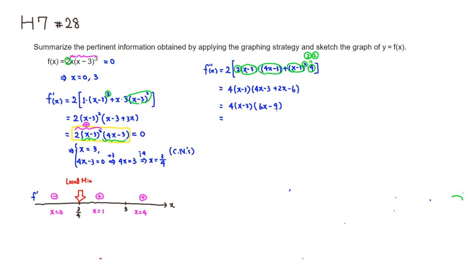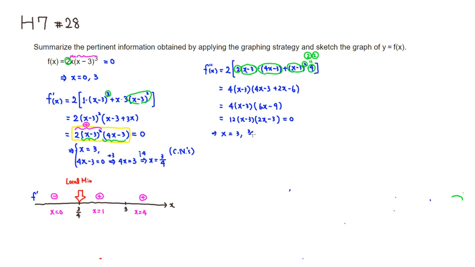And since 6 and 9 both have 3 in them, we can pull that out. 3 times 4 is 12, x minus 3. If you pull 3 out, you have a 2x minus 3. Alright, we got that. Then we set this equal to 0. Then you can see that x is going to be equal to either 3, or here it's going to be 3 halves.